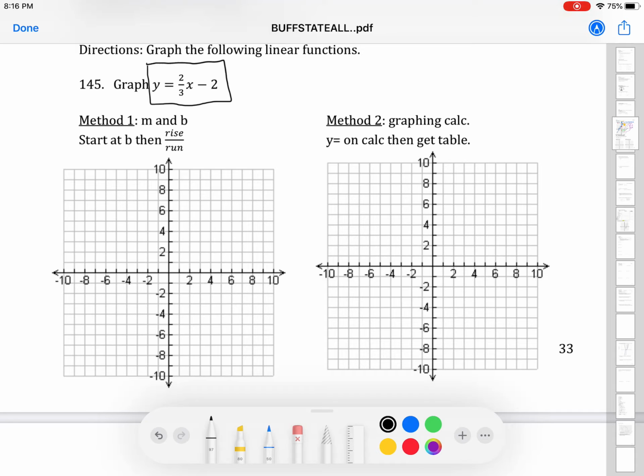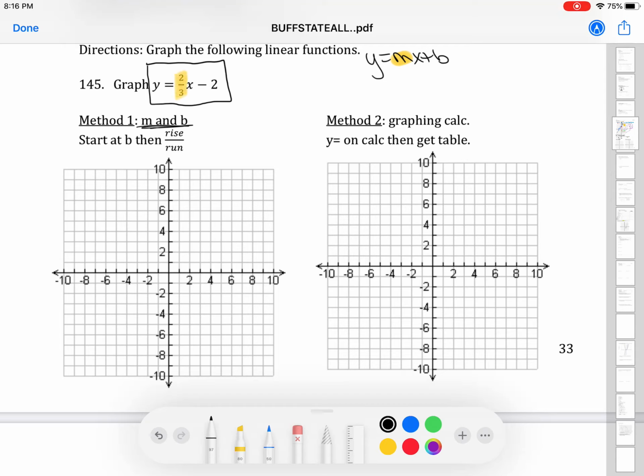Okay, so here's the equation we have to graph. It says y equals 2/3 x minus 2. Now picture that coming from your y equals mx plus b, and just figure out what m and b are. So that's your first method that I'm going to go over with you. It's just called the m and b method, where you figure out what m is, you figure out what b is, and you graph it based on the information I really just went over with you at the top of the notes.